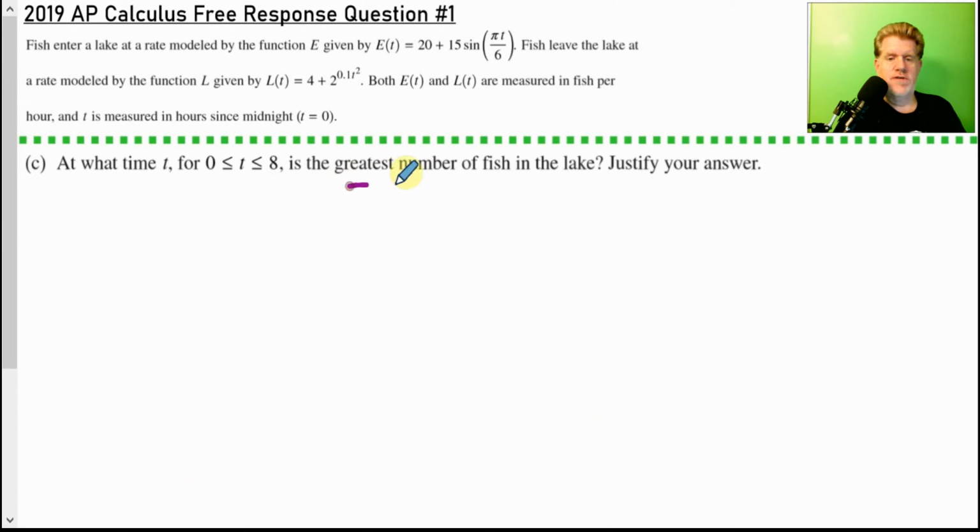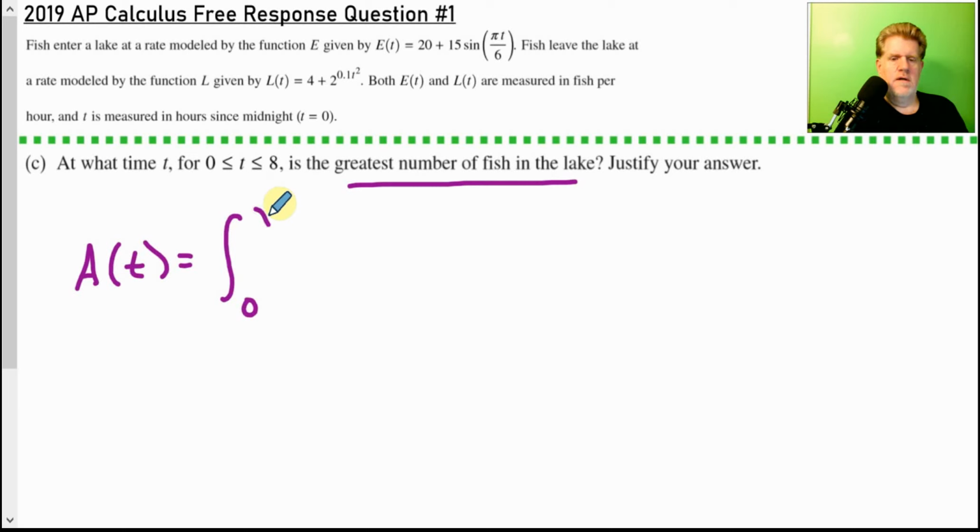All right, question C. At what time is the greatest number of fish in the lake? So I'm going to write the expression, this helps me out, for the amount of fish that are in the lake. And we can call that anything we want. I'll just call it A for amount. The amount of fish in the lake is given by the number of fish that enter the lake to a certain time. We don't know that time. Subtracting the number of fish that leave the lake.